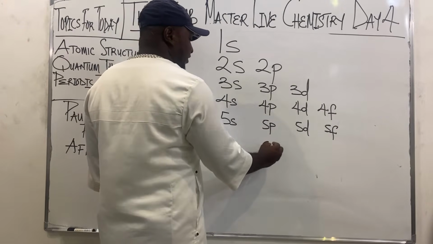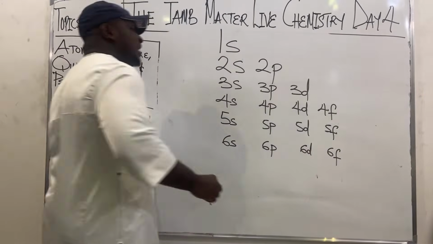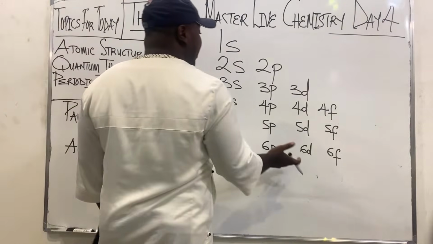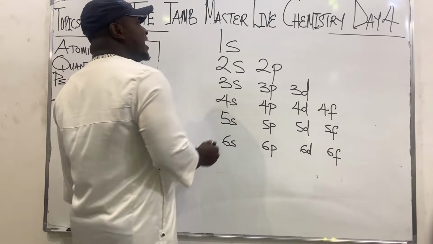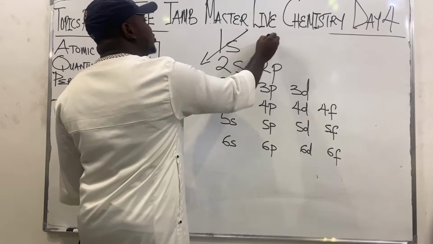6s, 6p, 6d, and 6f. Class, it still continues, but let's stop here because this can take care of a lot of elements already. Class, I will show you the arrow at which the energy level comes. This 1s. So you are following Aufbau's rule.